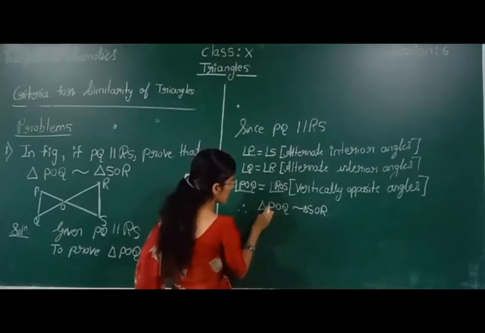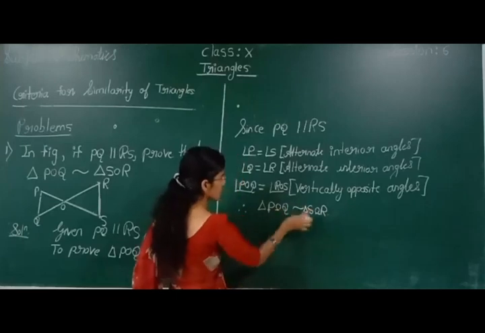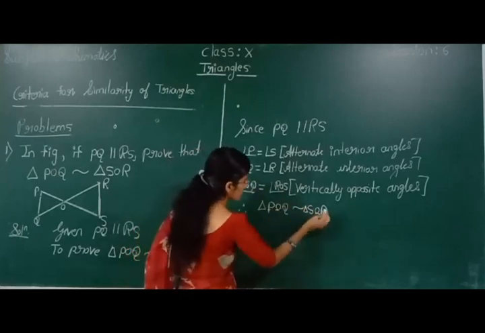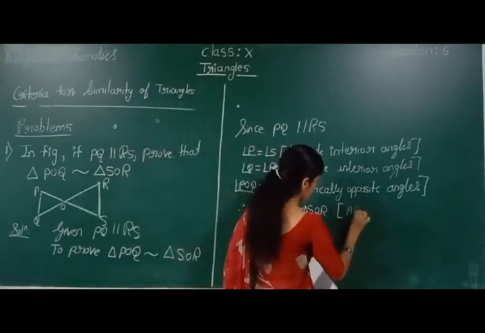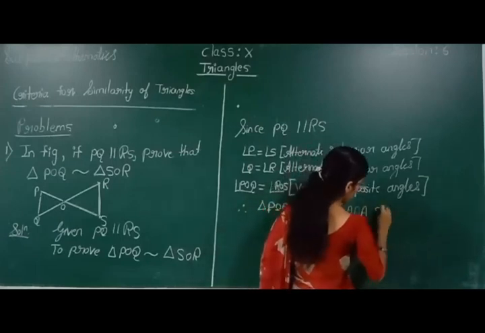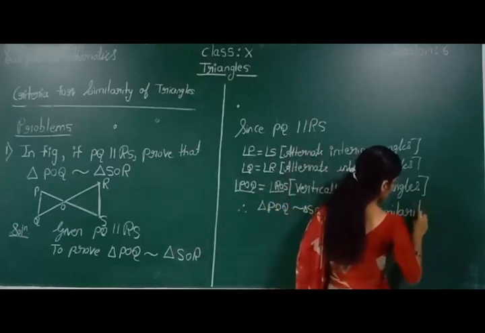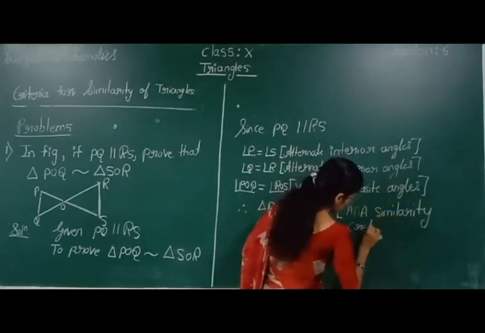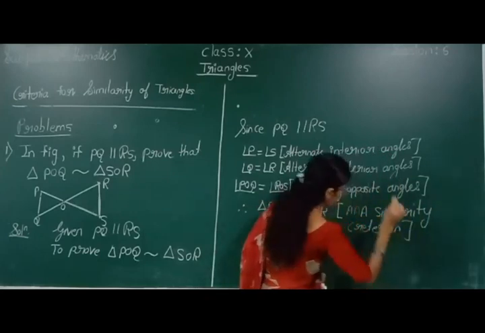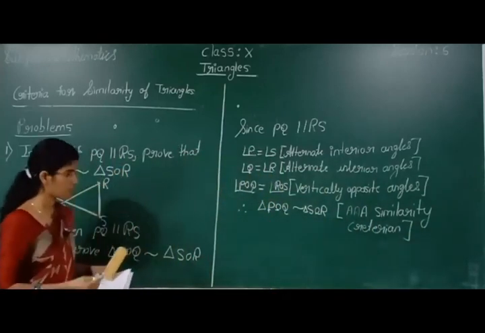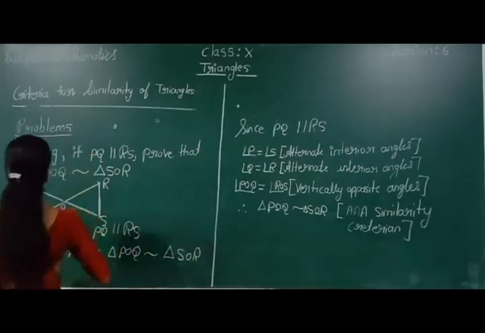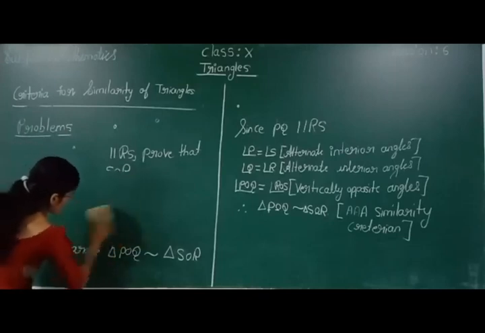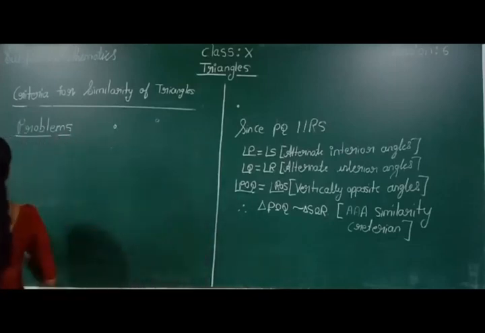Now see here students, you have to see the way you have written. Here angle P corresponds to angle S, angle O to angle O. These angles are equal. Here angle Q is equal to angle R. We have to check this also. See here the angle, angle, angle similarity criterion. Okay, this is the first problem. We will now see the second problem.